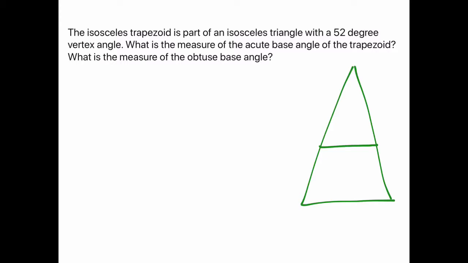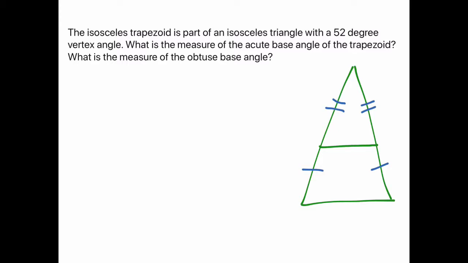So to begin with, let's do a little marking. We have an isosceles trapezoid down here, so this side and this side are the same. The isosceles triangle, so this one and this one are the same. And the vertex angle here is 52 degrees, right there. And what they want to know are the acute base angles here and the obtuse base angles here.